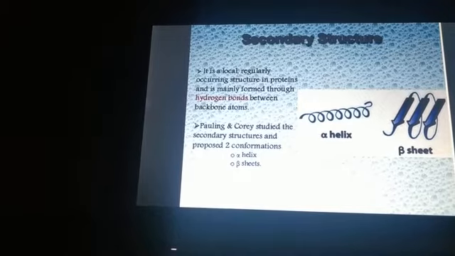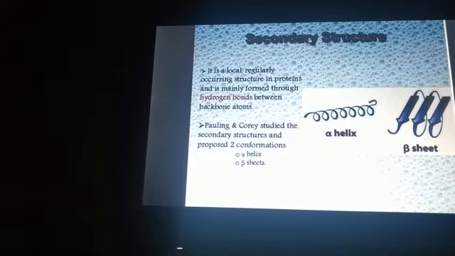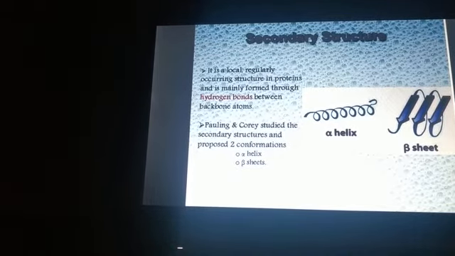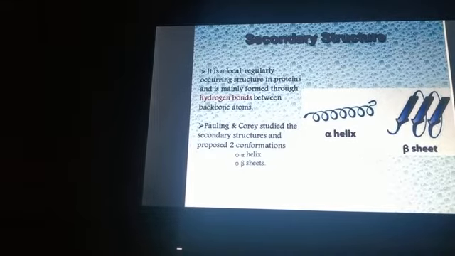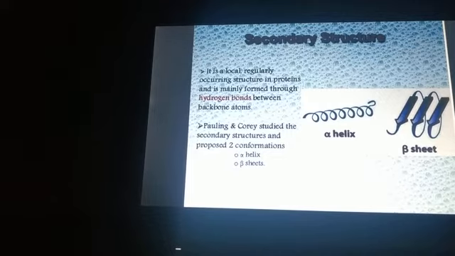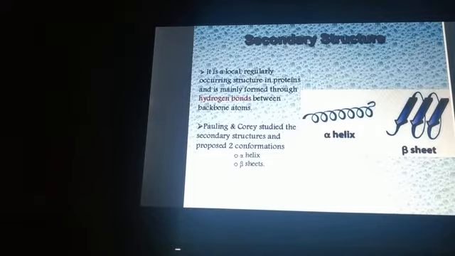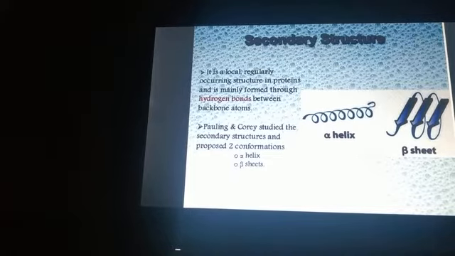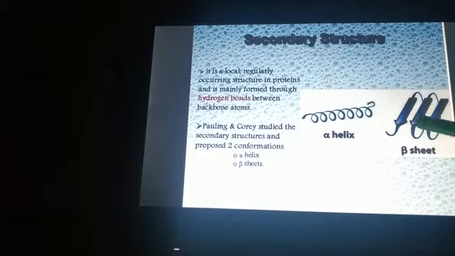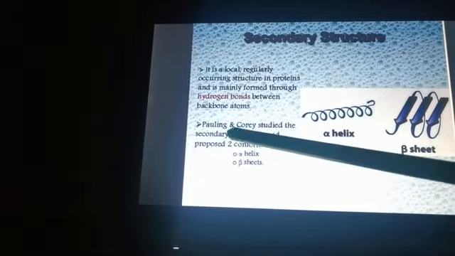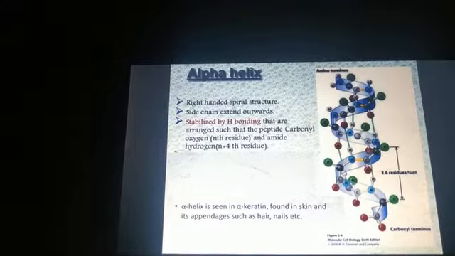Secondary structure, see the definition. It is a local, regularly occurring structure in proteins and is mainly formed through hydrogen bonds between the backbone atoms. Two scientists, Pauling and Corey, studied this secondary structure of protein and proposed two configurations, that is, alpha helix and beta sheet. So these two configurations were proposed by scientists Pauling and Corey. So let us discuss one by one.